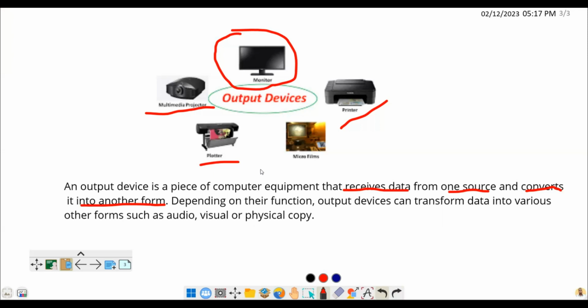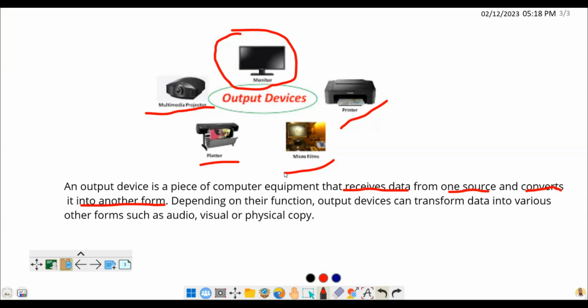Then the other device is called the microfilm. The microfilm is also a very important device. It is used in projecting and magnifying images stored in a microfilm to a readable proportion. So the microfilm includes the flat films, microfilm aperture card, the microfiche, and ultrafiche. Using open reels or cassettes, a microfilm is used to store many documents in a small space.